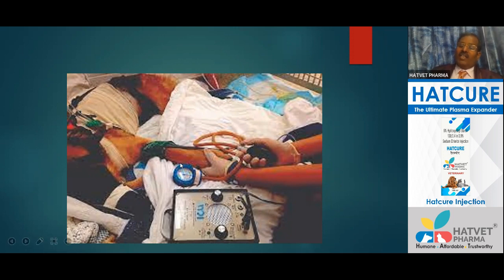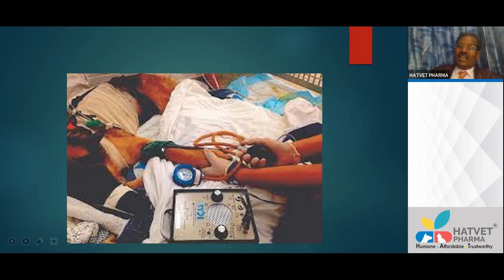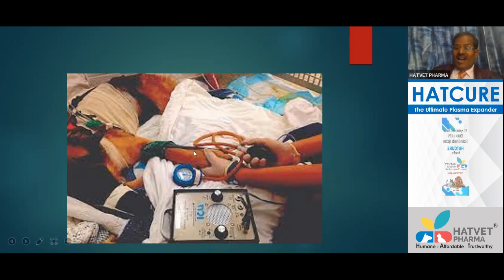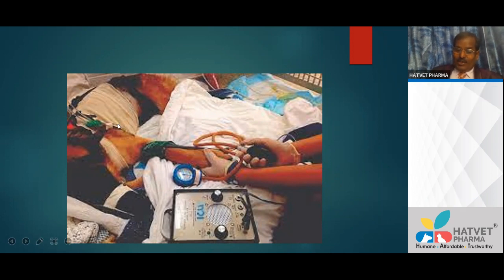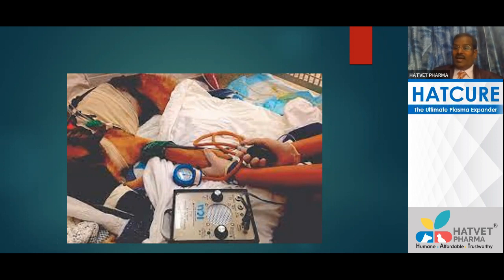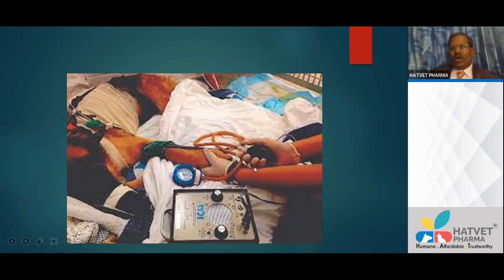Some of the problems they can encounter: if the cuff size is not proper, you will not get the proper reading. And if the animal is aggressive, you will not be able to get the proper reading. Some dogs develop hypertension due to white coat. The white coat in the critical care unit is the veterinarian or the doctors. By looking at the white coat, some dogs become tense. So that will also result in hypertension. That should not be there.